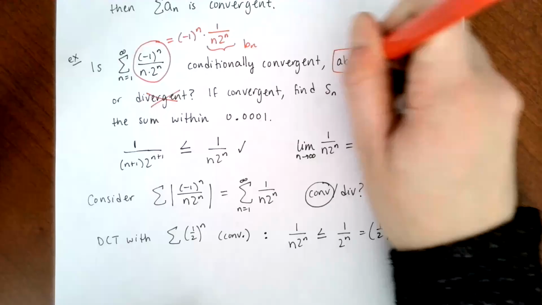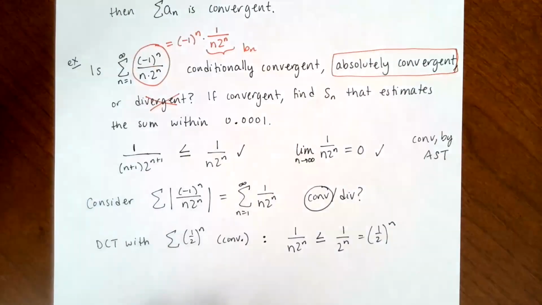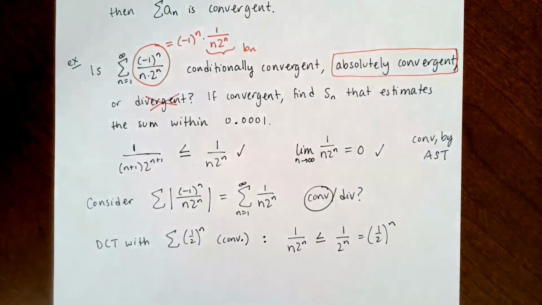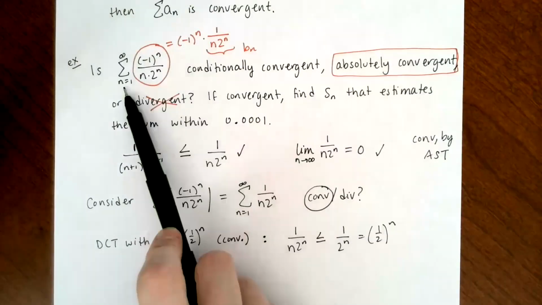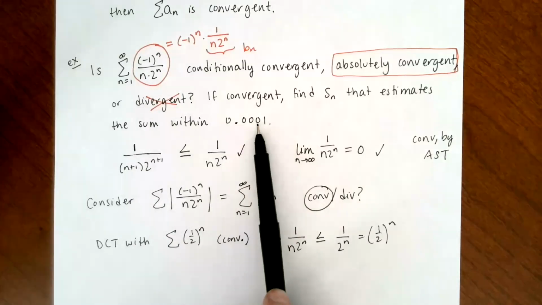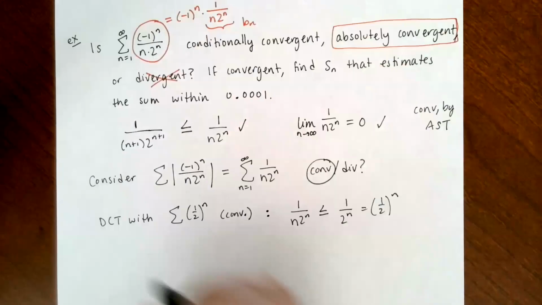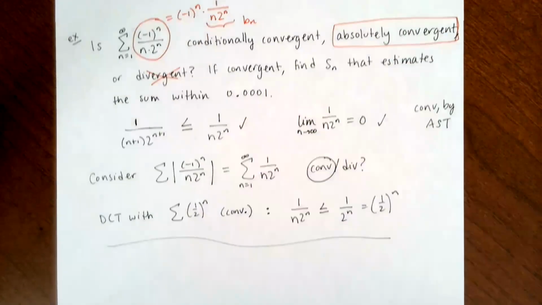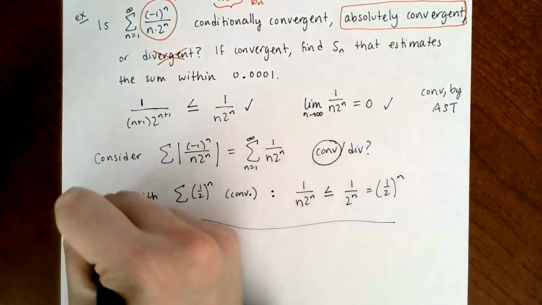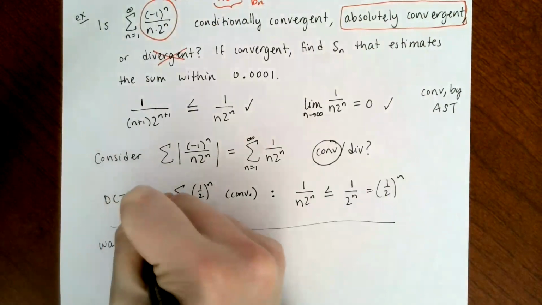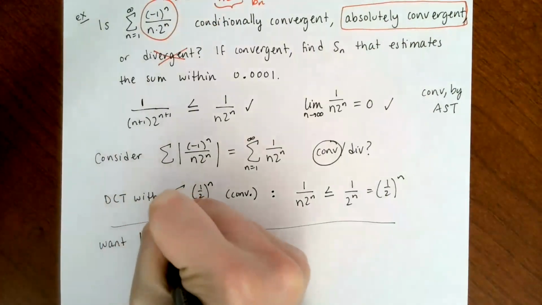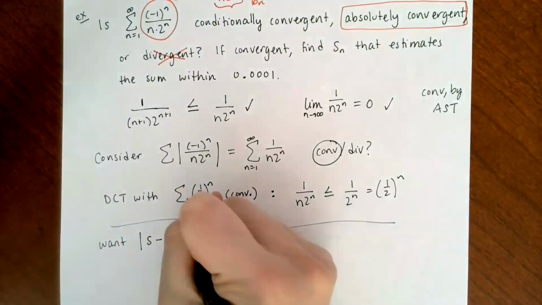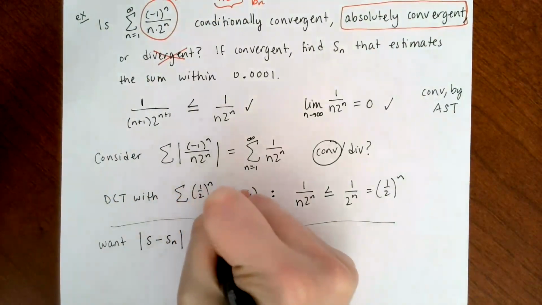So I'm going to choose absolutely convergent. And now I can move on and answer the end of the question. So if it's convergent, which it is, find the partial sum that estimates this entire sum series within 0.0001. So I'm going to mark a change in task here. We want the error, total sum minus partial sum, to be less than 0.0001.